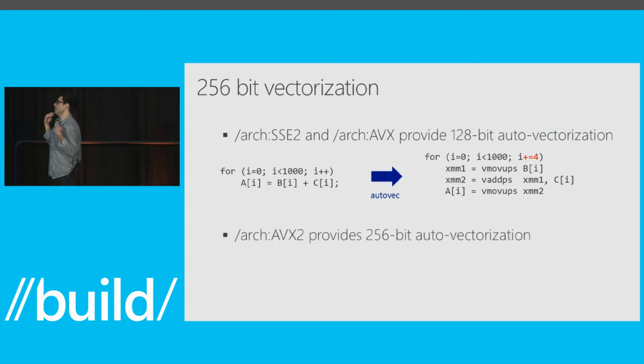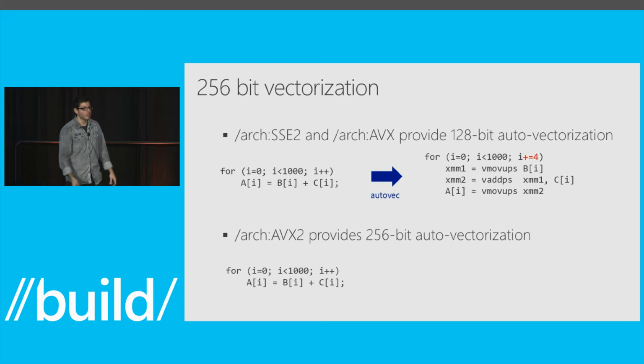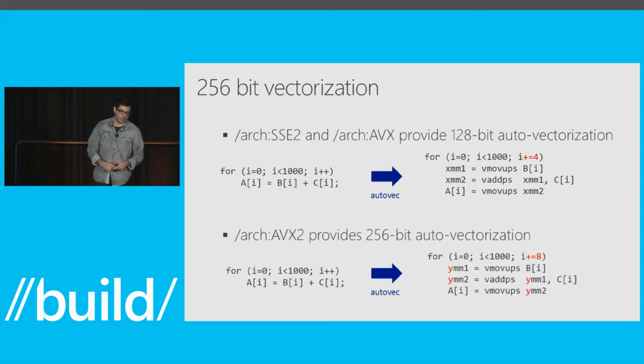For the Arch AVX2 switch, we now do 256-bit automatic vectorization, or you can write intrinsics if you want to. The real win comes because you're doing things 8 at a time instead of 1 at a time or 4 at a time. And the loop is going to iterate basically 8 times fewer.